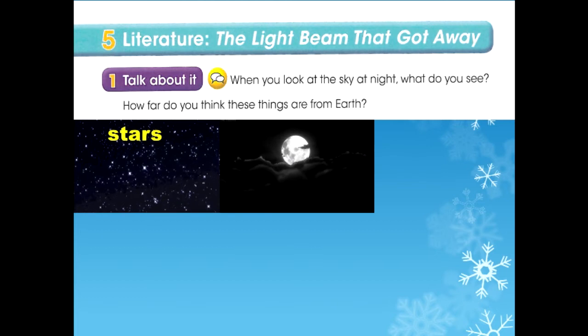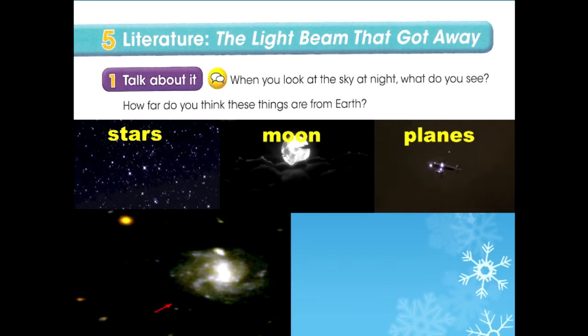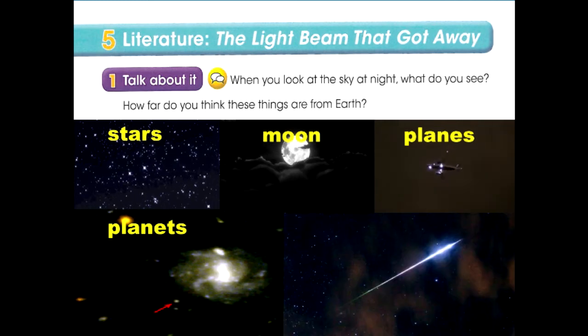We can see, try to say the word, or try to say what is this picture. We can see the moon. What else? If you have some other suggestions, try to say them before I show you pictures. Look closely. We can see planes. And this one, we can see planets. And finally, we can see meteors.